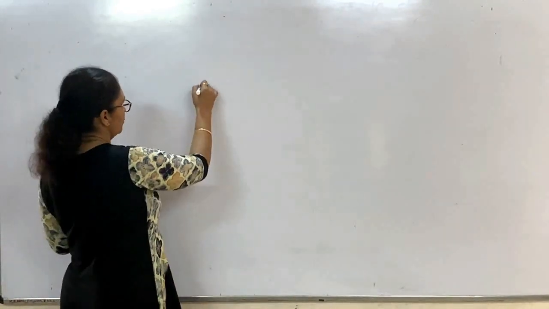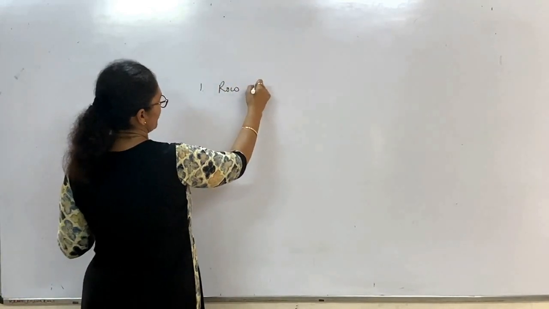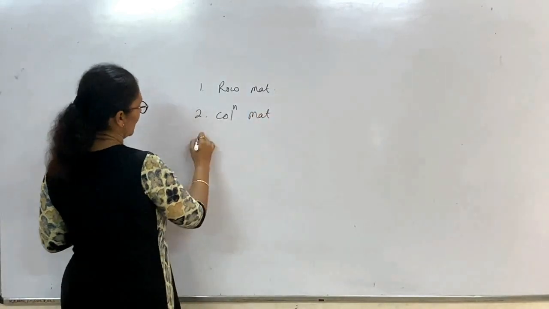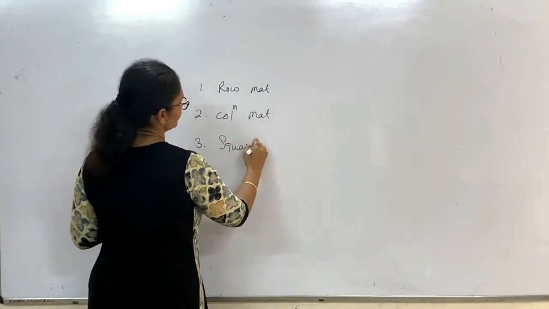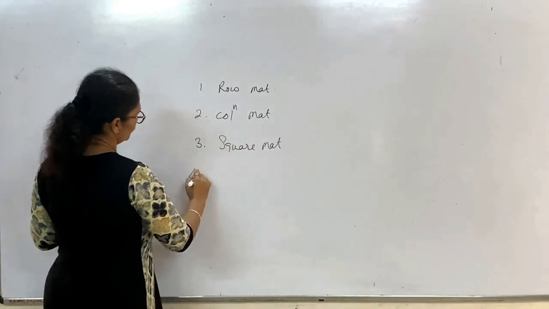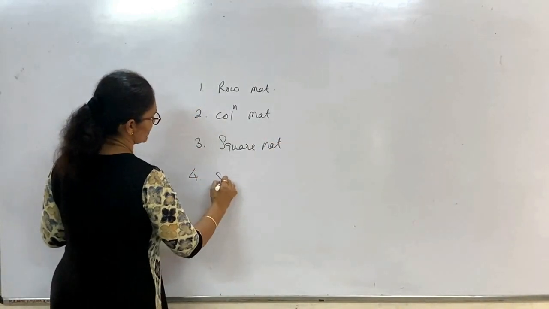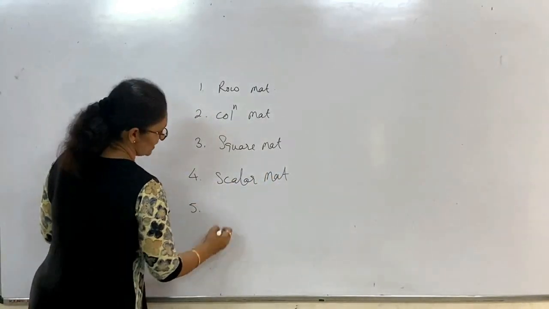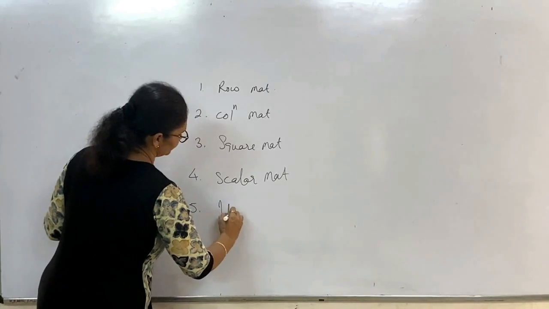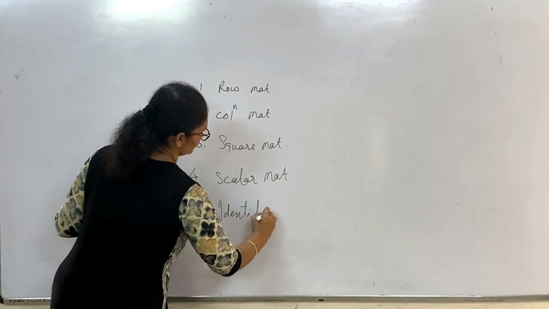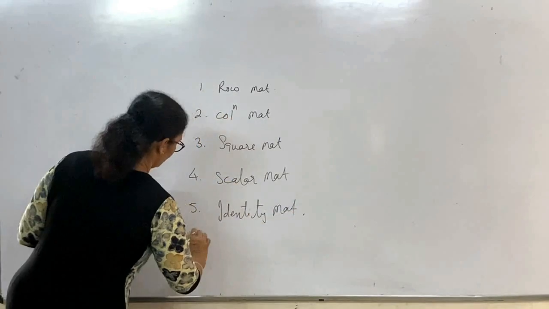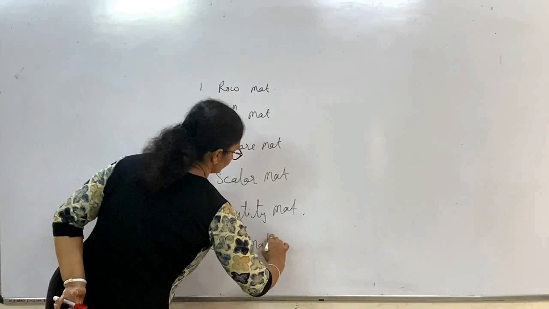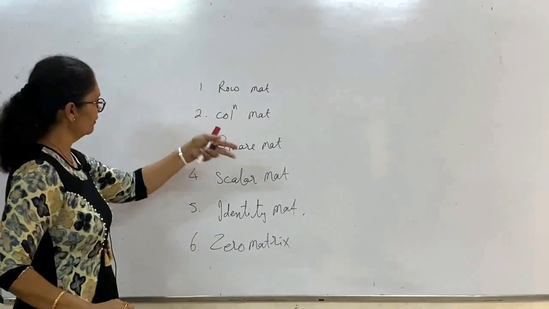So let's discuss one more time. First we discussed the row matrix, second the column matrix, third the square matrix, fourth the scalar matrix, fifth the identity matrix, then the zero matrix, and the diagonal matrix we have already discussed.